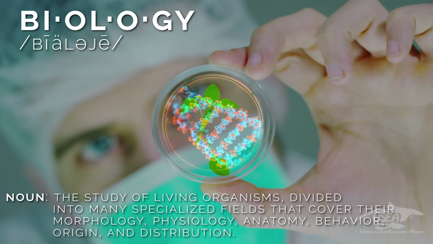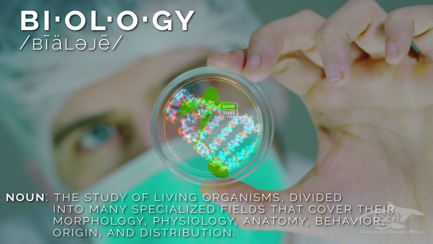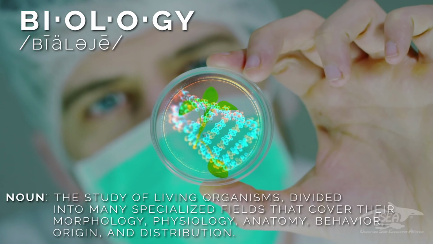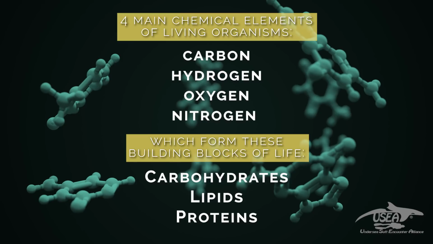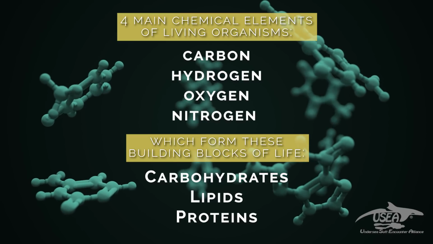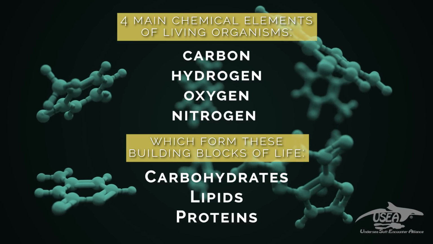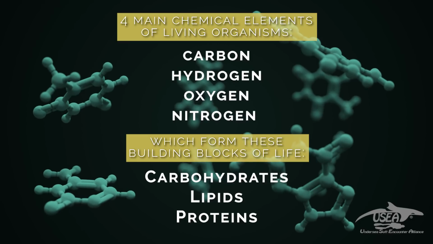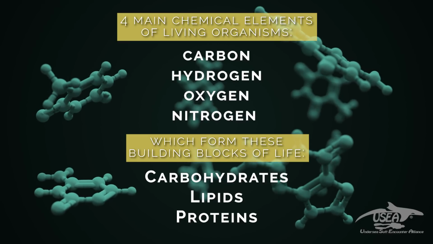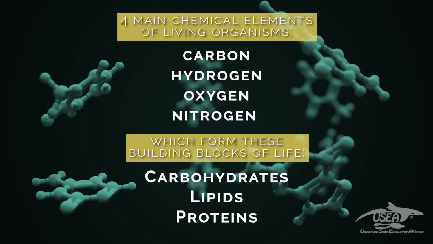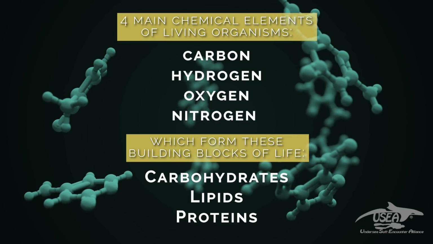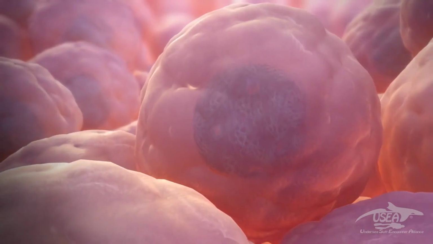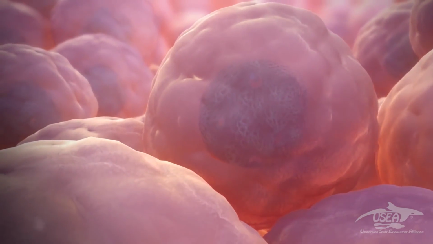Biology is the science that studies the life of living organisms. The four main chemical elements of life and the living organism are carbon, hydrogen, oxygen, and nitrogen. And these four elements are combined in three kinds of constituents of the living organism that are the carbohydrates, the lipids, and the proteins. The base of life is the cell.